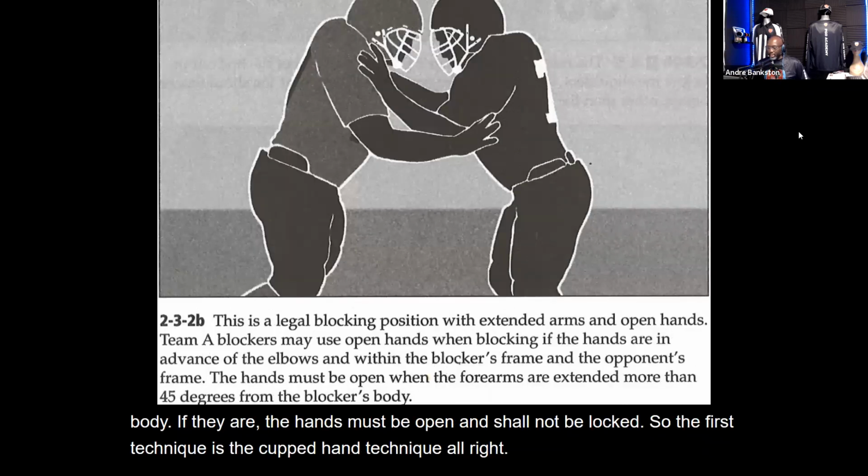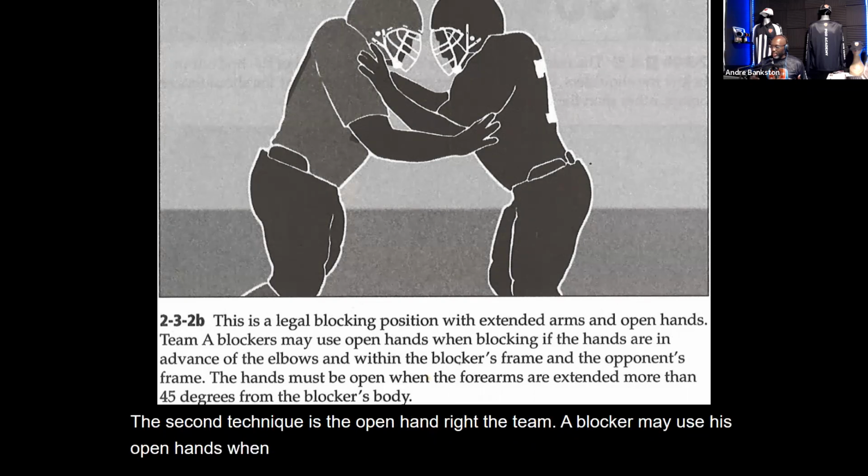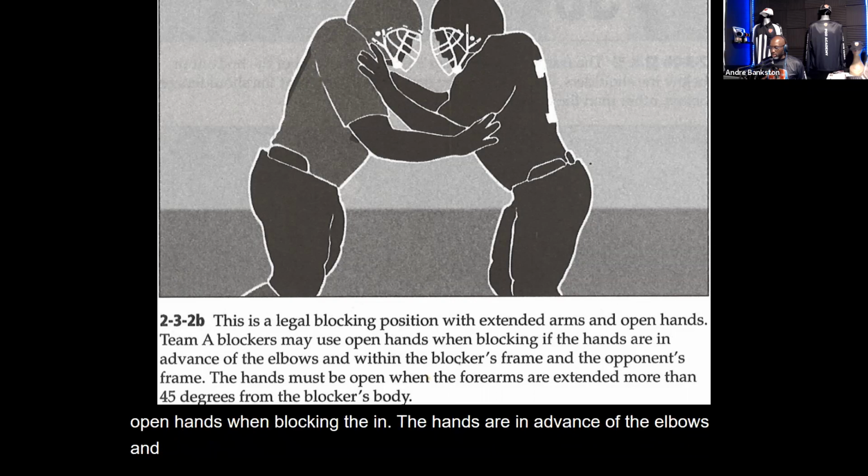The second technique is the open hand, all right? The Team A blocker may use his open hands when blocking if the hands are in advance of the elbows and within the blocker's frame.